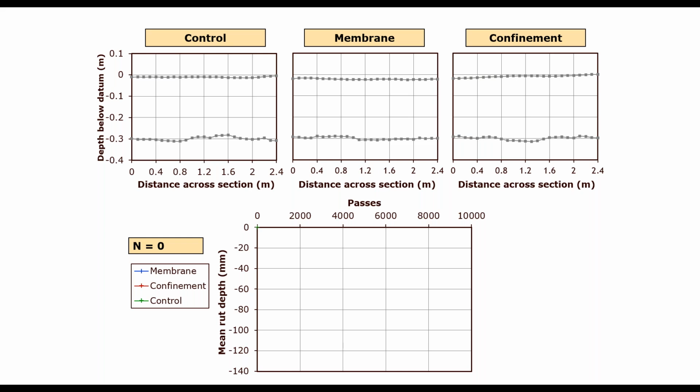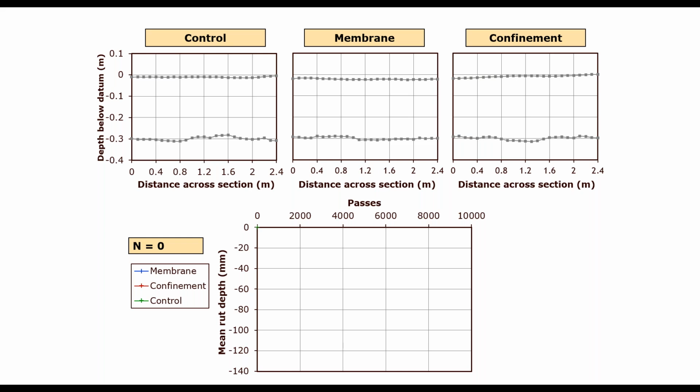The top middle has a woven type geogrid. We've labeled this membrane. The top right has an integrally formed Tensar geogrid. We've labeled this confinement. In each of these charts, the top line shows the surface of the granular layer, which is a 300 millimeter thick aggregate. The lower line shows the top of subgrade, which has a strength of around 2.5% CBR.